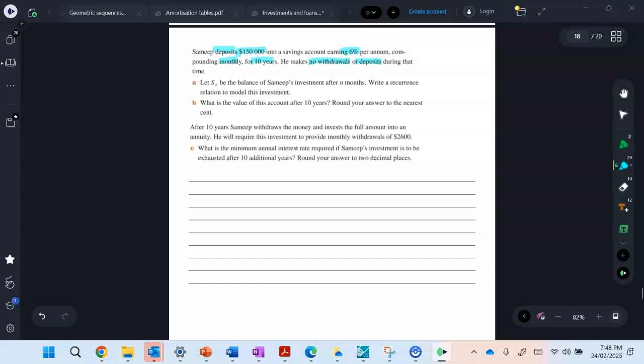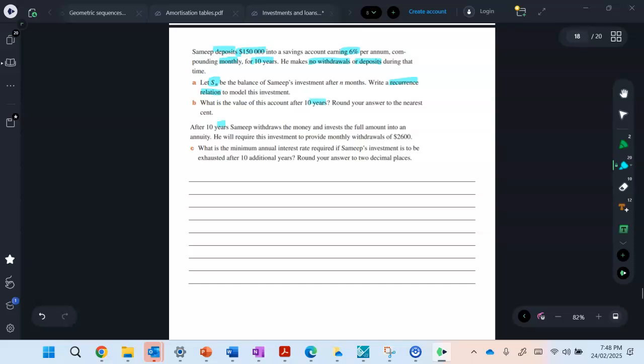All right, so I'm going to read the whole question because I kind of want to see where we're going, and if I can explain things in more detail, that would be good. So SN is the balance of Sameep's investment after N months, write a recurrence relation. As soon as I saw this, I was like, oh, we're so going to have to write a recurrence relation. All right, let's do that soon. What is the value of this account after 10 years? We can do that soon as well.